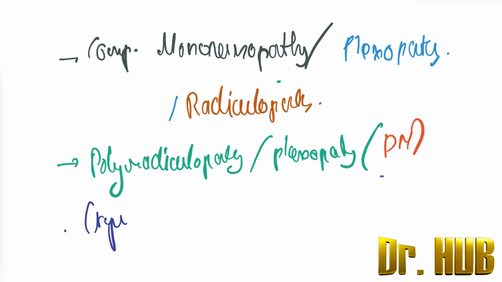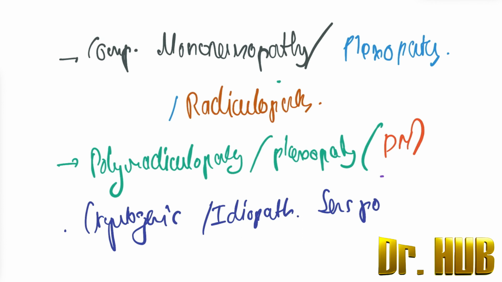Next is the asymmetric sensory loss. It includes cryptogenic as well as idiopathic sensory polyneuropathy. So this is known as the CSPN.